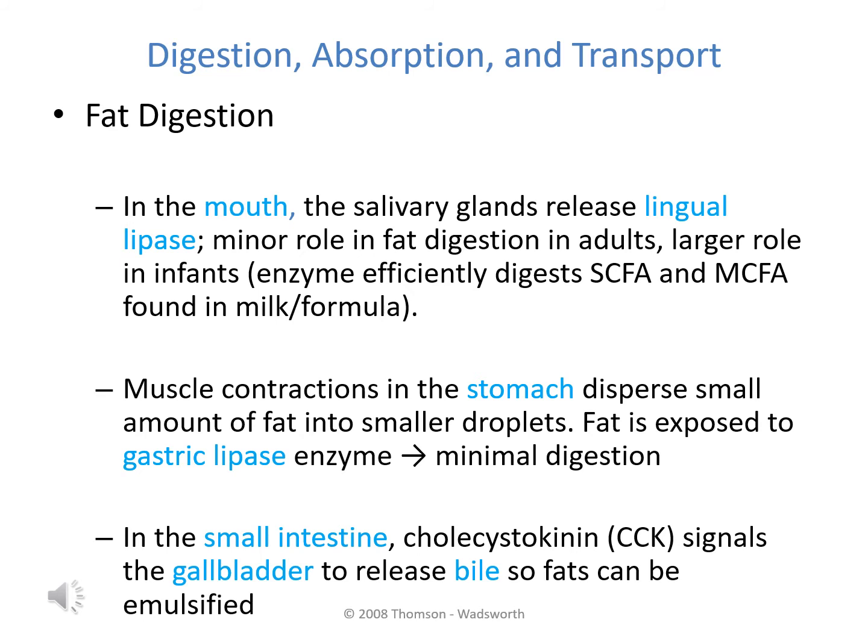It won't be until fat in the form of chyme enters into the small intestine that any major digestion will take place. Once the fat enters the small intestine, the gallbladder will be signaled to release bile. Once that bile is released, fats can be emulsified, therefore allowing the digestive enzymes to start to break them down.